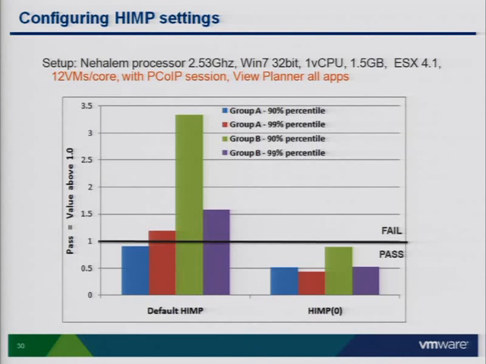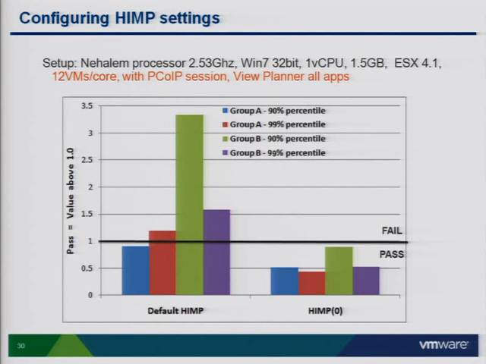In ViewPlanner, we support remote mode, and with remote mode we can connect with PCoIP or the RDP protocol. Here we have connected with PCoIP, and we have selected all the applications with 20-second think time, as Sunil also presented in some of the results earlier. This chart is similar to the results we saw when Sunil presented the use cases. On the y-axis, you have normalized latencies. All values above 1 mean that the particular threshold has failed. If it is below 1, then we passed those thresholds.